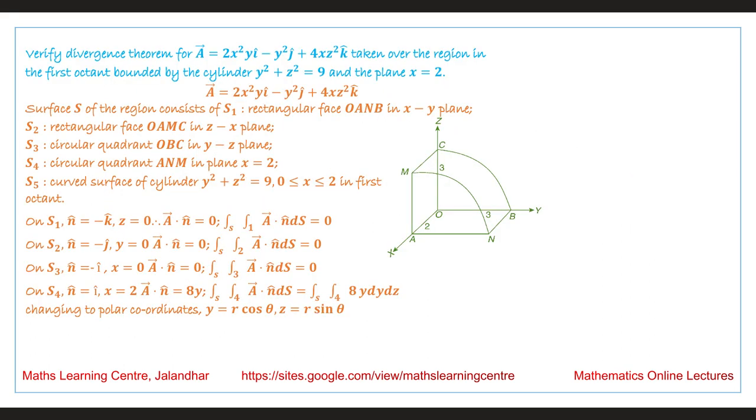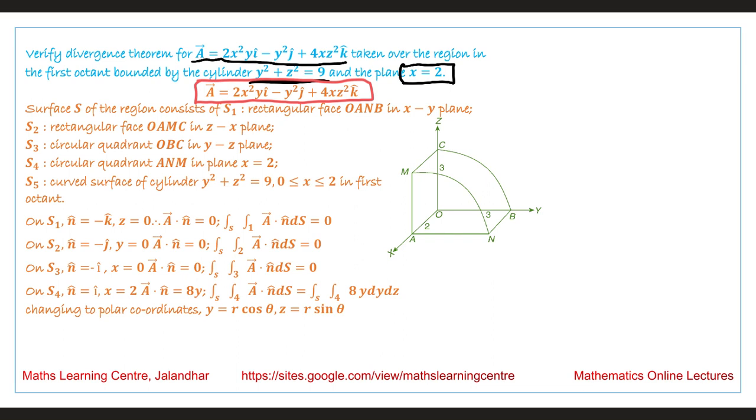Next is verify the divergence theorem. This A vector is given, taken over the region in the first octant bounded by the cylinder y square plus z square is equal to 9 and the plane x is equal to 2. Now the value of A vector is given as 2x square y i cap minus y square j cap plus 4x z square k cap.